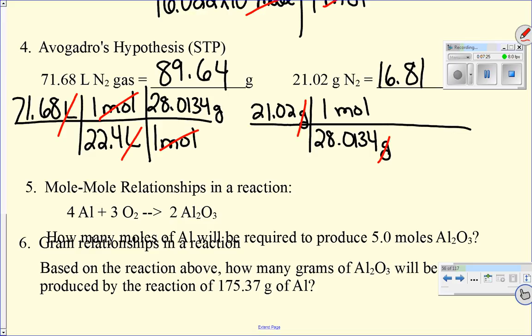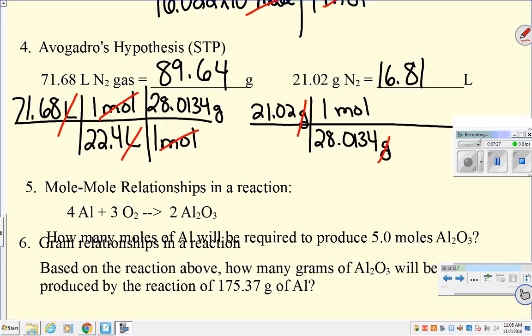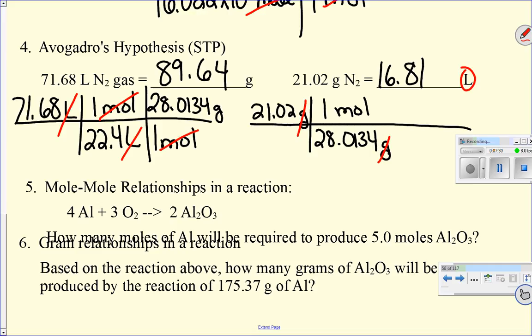Grams have gone away. We want our answer, according to the problem, to come out in liters. So we are going to turn our 1 mole into liters by putting moles on the bottom and our 22.4 on top. You get 4 sig figs again here based on that number. So 16.81 is your answer.